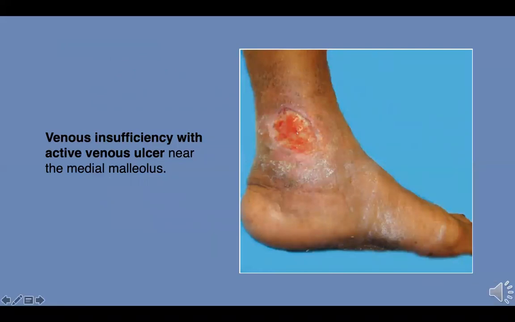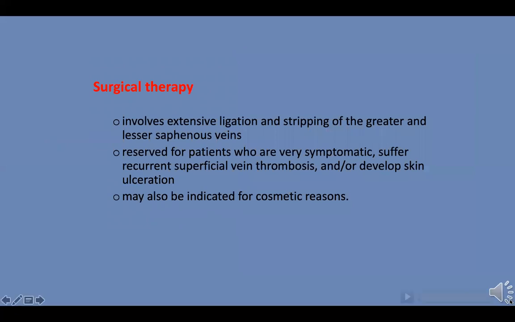This is a picture of a patient with venous insufficiency developing an active venous ulcer near the medial malleolus. Try to differentiate this from arterial ulcers. Surgery involves extensive ligation and stripping of the greater and lesser saphenous veins.